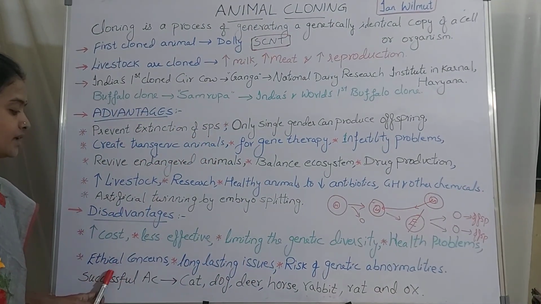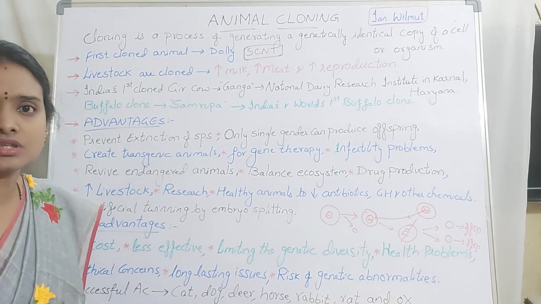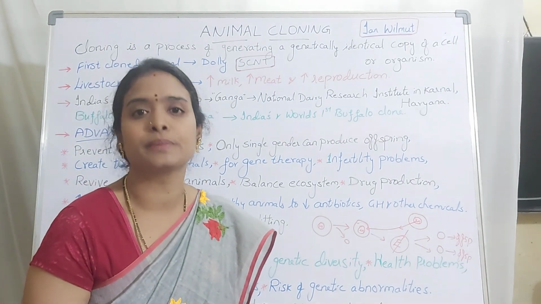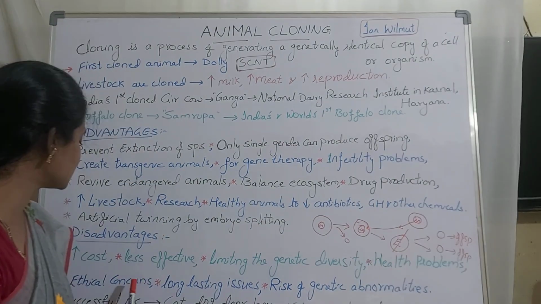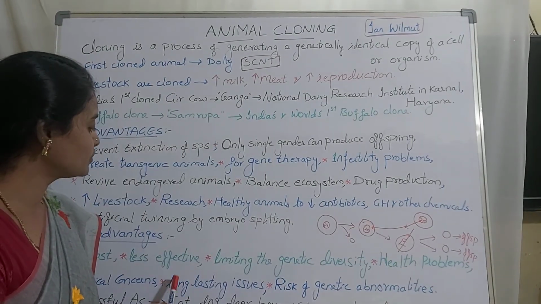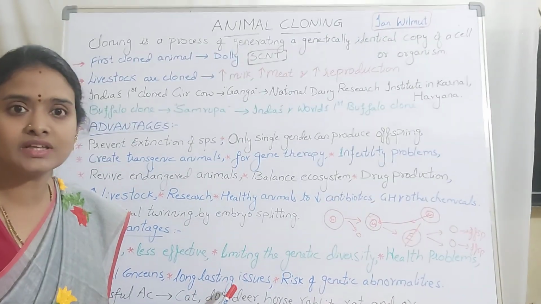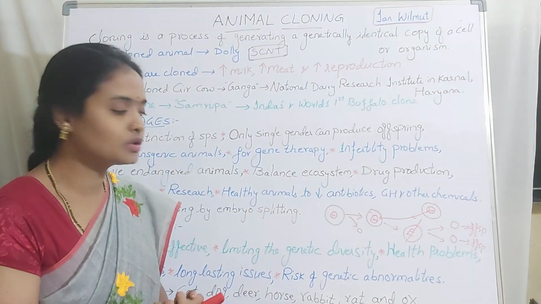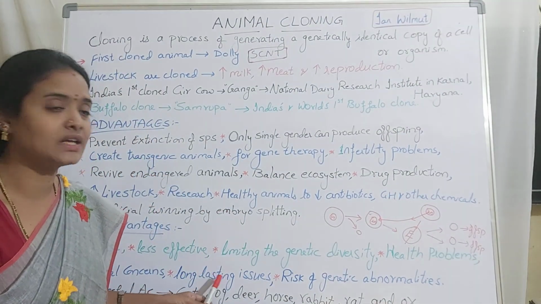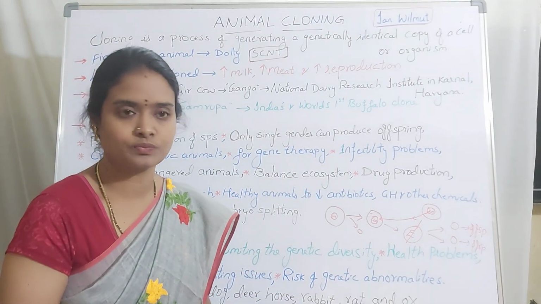Then it is the ethical concern. So here, according to ethical concern, no individual should experience the same genetic makeup and physical appearance, right? So here this is completely banned in the case of humans, right? Then there are long lasting issues. As I told you, because of the same genetic makeup or due to the poor development of the internal organs, there may be some long lasting issues which may be inherited by the next generations also.